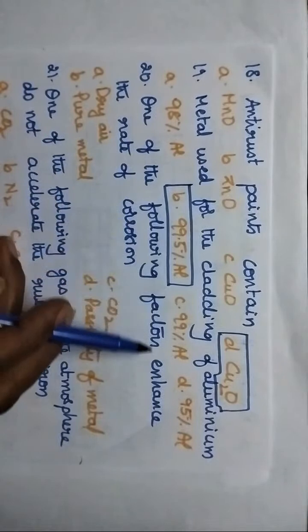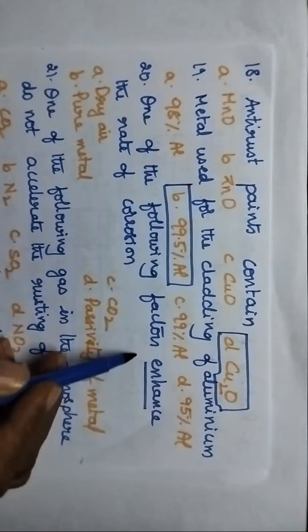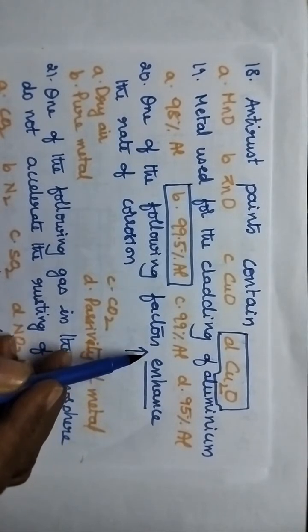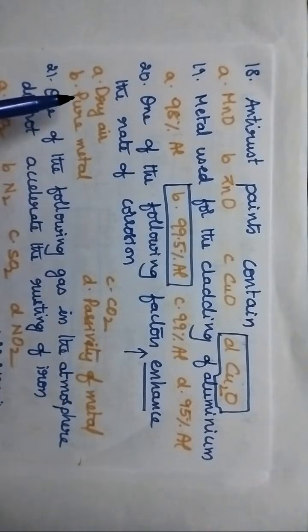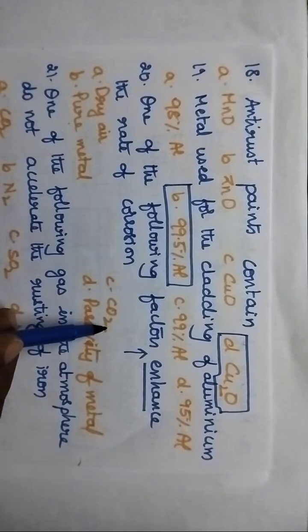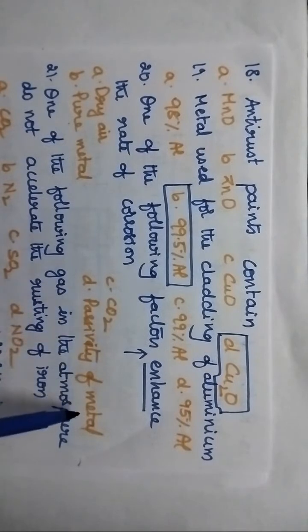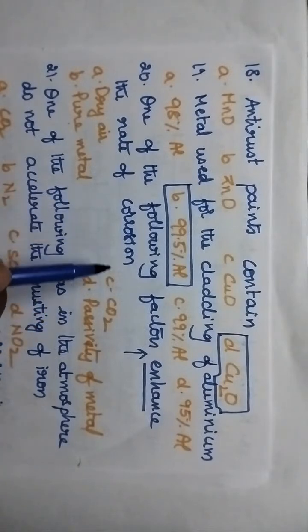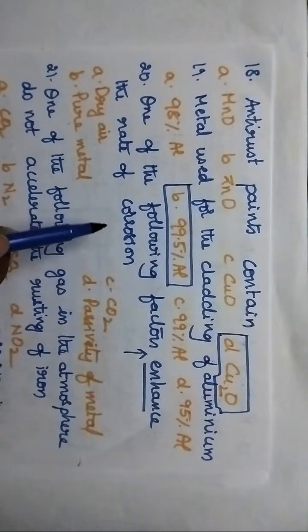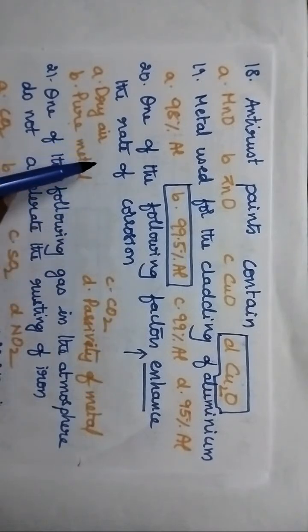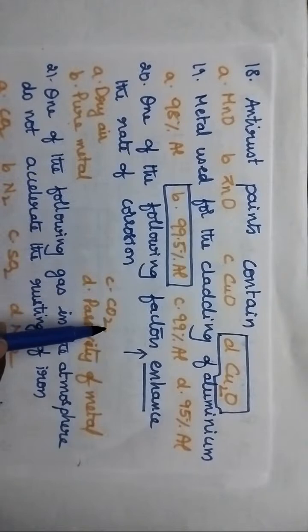Yes, Sriram, Ramadurga, very good. One of the following factors enhance rate of corrosion. So, which of the following factors will increase the rate of corrosion? Option A, dry air. B, pure metal. C, carbon dioxide. D, passivity of metal. You carefully follow the question. What is the right answer?